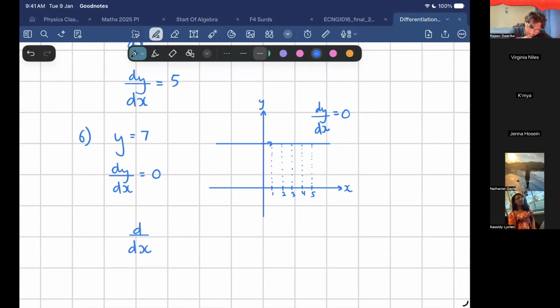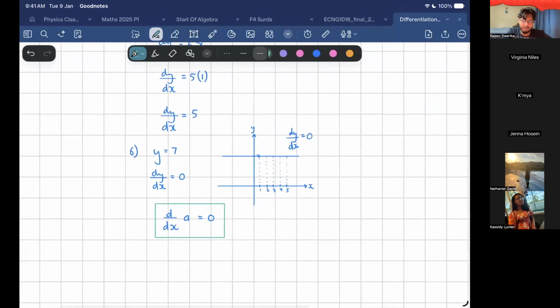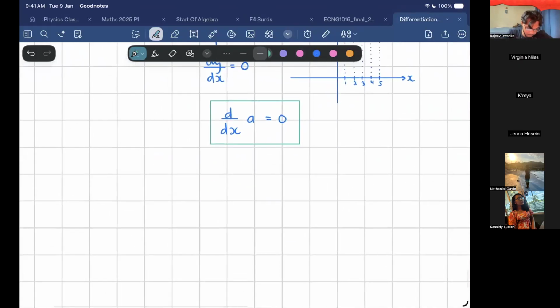That's okay though. Kamaya, if I find the derivative of a, where a is some value, d/dx of a will always be equal to 0. Always 0. Okay? Everybody okay with these rules here? Yes, sir. Good. Let's look at some harder examples now.